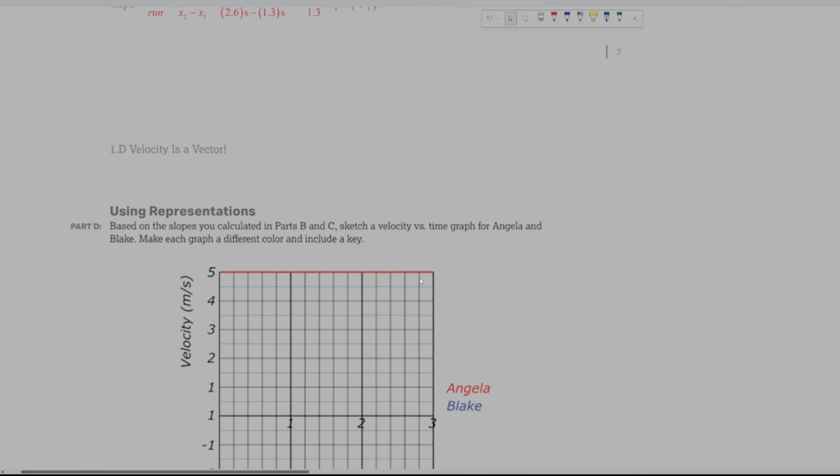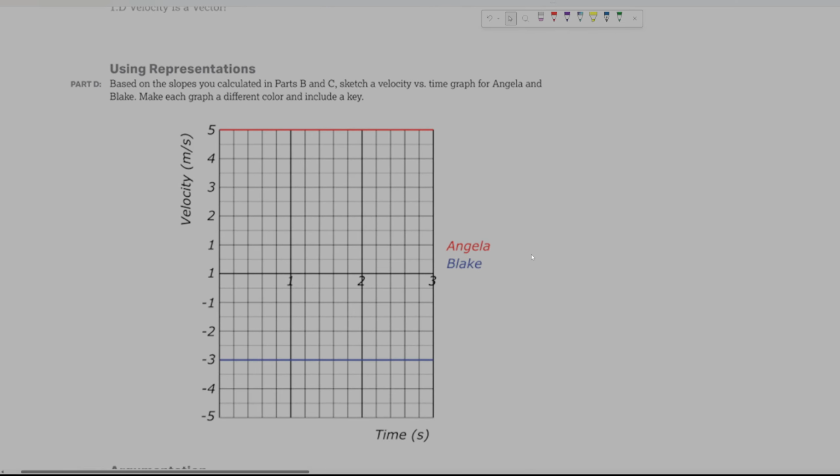Okay, we flip it around. Part D, it says based on the slopes you calculated in part B and C, sketch a velocity versus time graph for Angela and Blake. Make each graph a different color and include a key. So once again, Angela is red, Blake is blue.